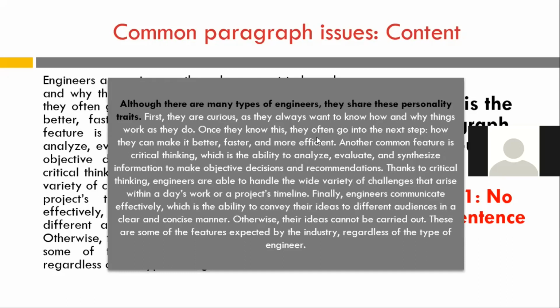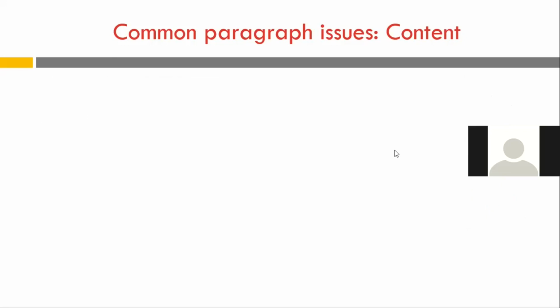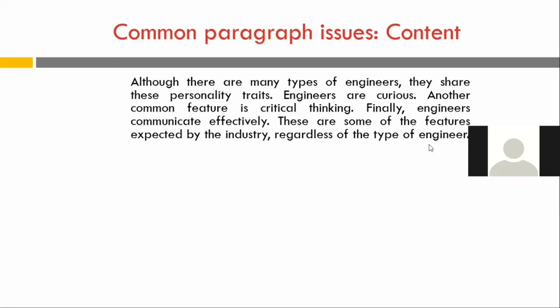sorry, this is the answer. Obviously the topic sentence can vary according to what you want to write, but this is one suggestion in black. Although there are many types of engineers, they share these personality traits, personality characteristics. You see, as simple as that in this case. Trait 1, trait 2, and trait 3. See? Okay, let's see if the second comes in the way that yeah, sure.